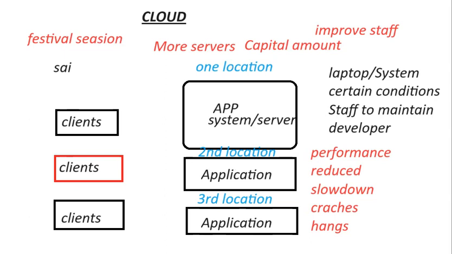Whenever he buys new systems, they are used only at festival time. Whenever the festival goes, the systems again become free and he is not using them. After some duration, the systems get damaged. Then he again needs to buy new ones, and for maintaining the current systems he needs more staff, which requires a lot of investment cost for him.